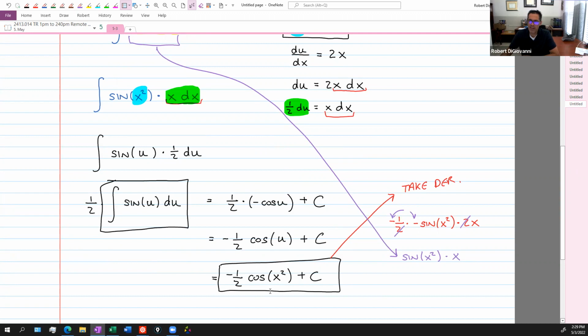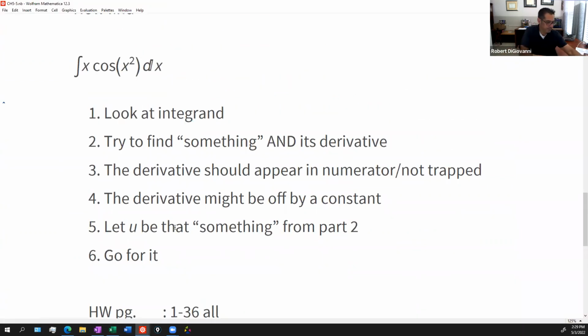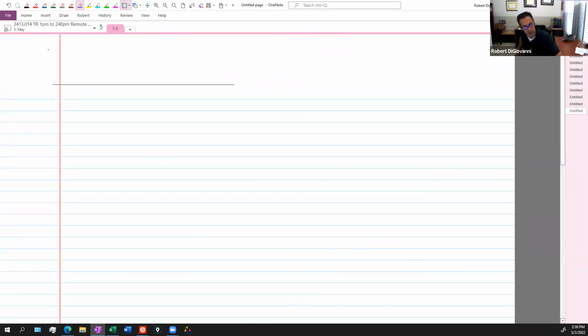Let's do another one. I think we should do another one for sure. I'm just going to go to the book and see what they have here for us. Okay, we'll do something like this one. So how about this?